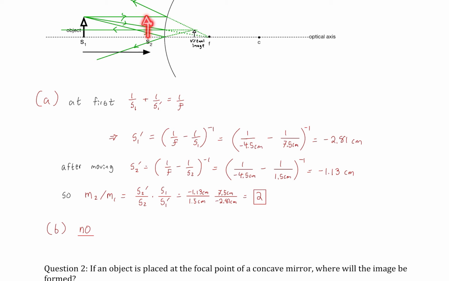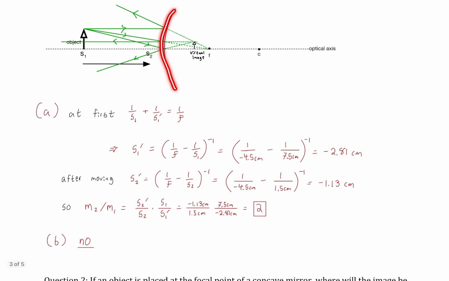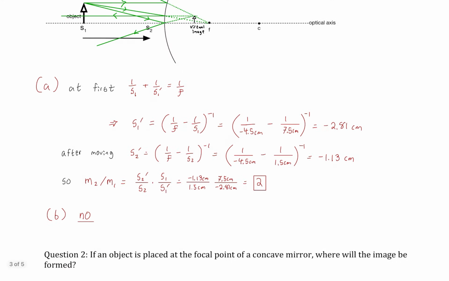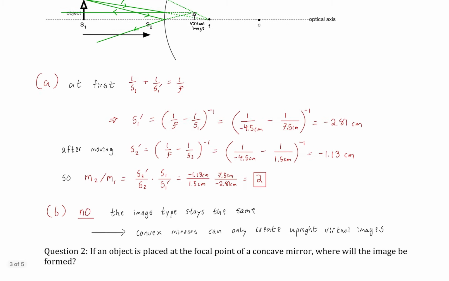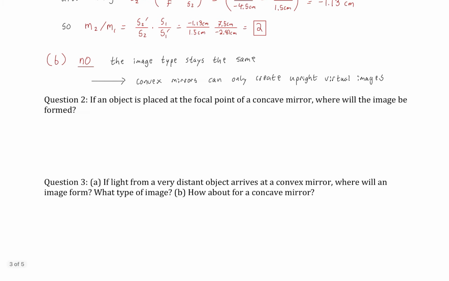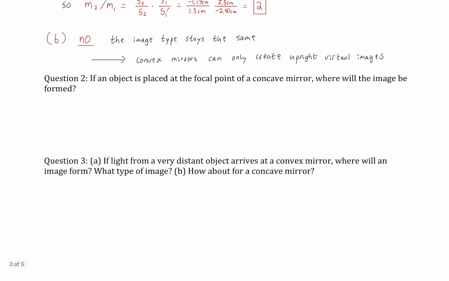Should we do this again? Well, no reason to, because this is a convex mirror. What type of image do convex mirrors form? Virtual, upright, every time, right? The image type stays the same because convex mirrors can only create upright virtual images. End of story.